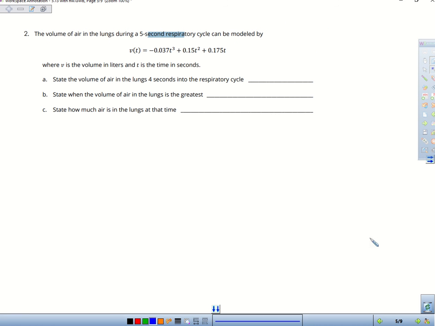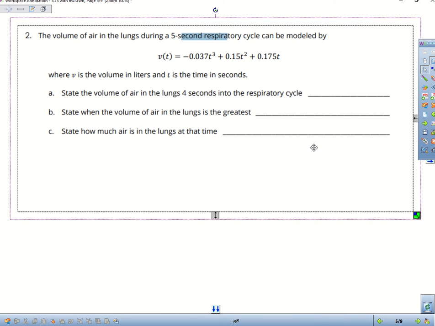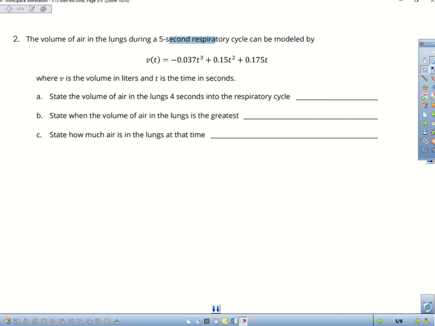So, next problem is number 2. This question here would also help to use Desmos. So it says, the volume of air during a 5-second respiratory cycle can be modeled by where V is the volume in liters and T is the time in seconds. So basically as time goes on, the volume fills up, right? So state the volume of the air in the lung 4 seconds into the respiratory cycle. So here you could plug in 4 for T, or you can put it in Desmos and then put in the table 4 and it will give you that value.